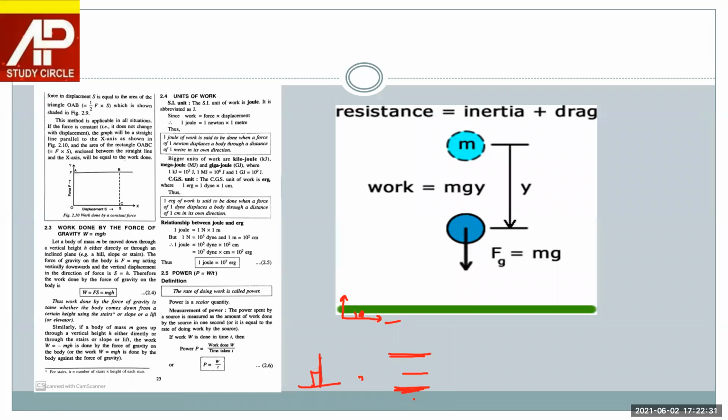So one more point I will take today, then I will take it tomorrow further. Work done by the force of gravity. So what do we mean by work done by the force of gravity, and what is that? Now, whenever bodies are rolling on the ground, we are throwing an object, we're kicking a ball, a cycle is moving on the ground, a car is running on the ground, we are riding a scooter.